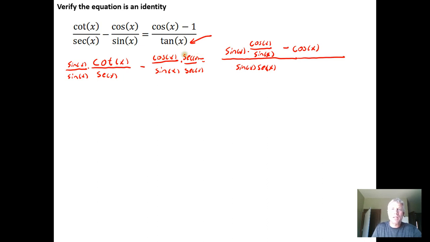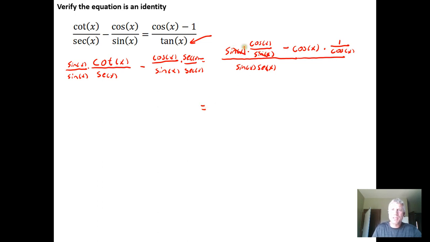Now if we recognize that cosine and secant are reciprocals, that we could get a 1 immediately. If we don't recognize that, we can write the secant as 1 over the cosine. And then we can do some simplifying.